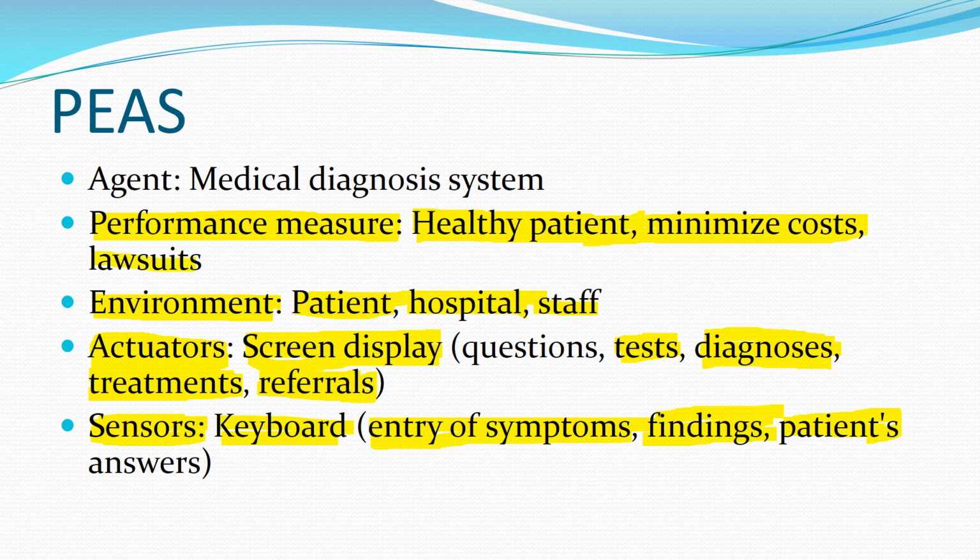Lawsuits is also one of the important performance measures, because with this particular medical diagnosis system, whether it is suggesting medicines which are according to the diagnosis or not, whether it is following various laws, rules and regulations which are required for a particular hospital or for a particular doctor. Whether it is following those laws or not is an important performance measure. So these are the PEAS descriptions for the medical diagnosis system.